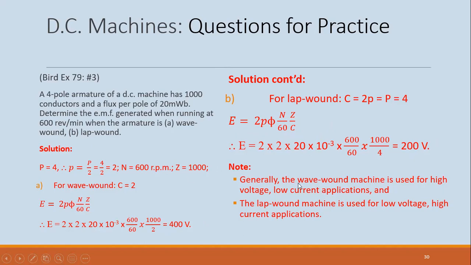Right, so generally, wave wound machines are used for higher voltage, low current applications. And lap wound machines are used for lower voltage, high current, because you have more parallel paths in the lap wound, so you can carry higher current and split it up in each parallel path. So, general application.